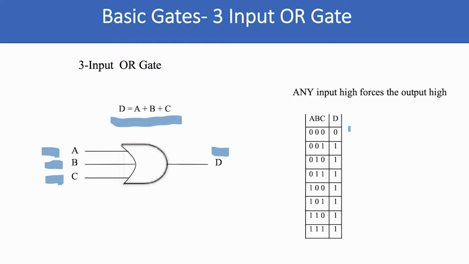Let's look at the truth table. Whenever A, B, and C are all 0, the output is 0. On all other cases, whenever there is a 1 in A, B, or C, the output is a 1. 0, 0, 1, it's a 1. 0, 1, 0, it's a 1. 0, 1, 1, it's a 1. 1, 0, 0, it's a 1. 1, 0, 1, it's a 1. 1, 1, 0, it's a 1, and 1, 1, 1. So the only time that this output is a 0 is when A, B, and C are all 0. Then the output is a 0. Okay, that's a three-input OR gate.